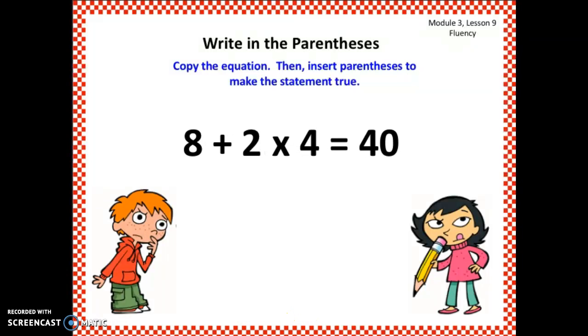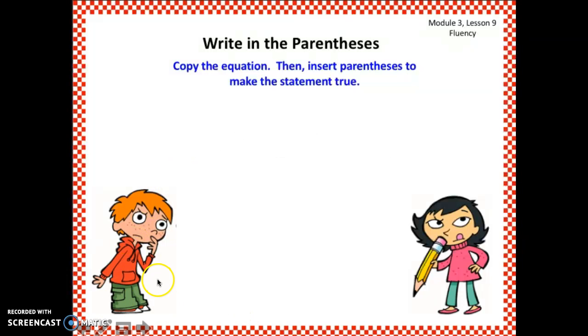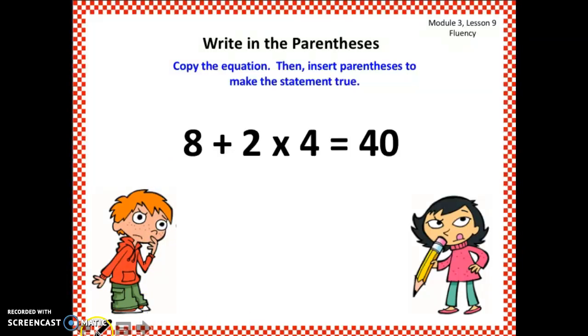Go ahead and copy the equation, put in the parenthesis to make the statement true. Press play when you're ready to check your work. Whoops. Let's go back. You should have put your parentheses around 8 plus 2. 8 plus 2 equals 10. 10 times 4 equals 40. Okay, erase your board, and we're going to start a new problem.